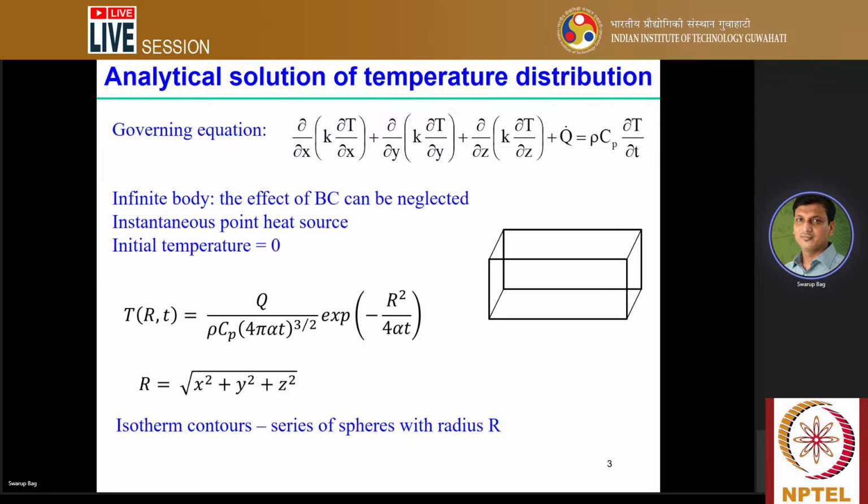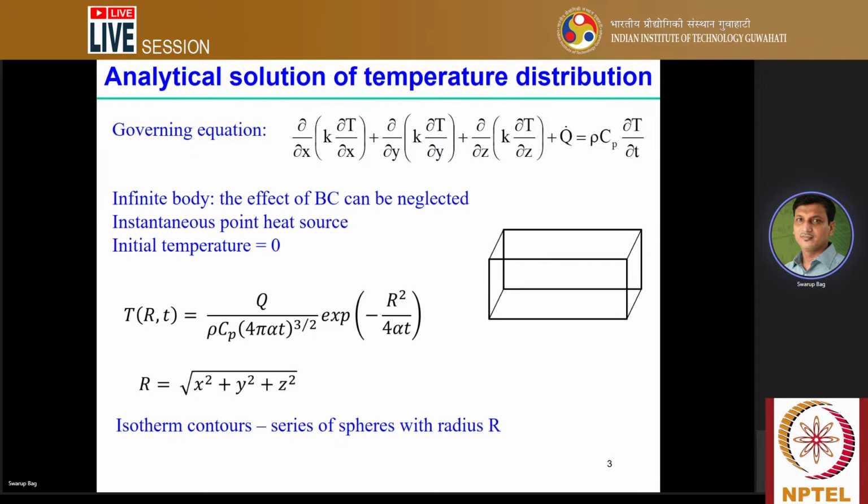At one particular point you are releasing an amount of energy, and once you release it, in a transient problem you will get the temperature distribution in the whole domain. The other assumption is that the initial temperature, or reference temperature, or ambient temperature, is assumed to be zero. With all these three assumptions, you get the solution of this particular heat conduction equation.